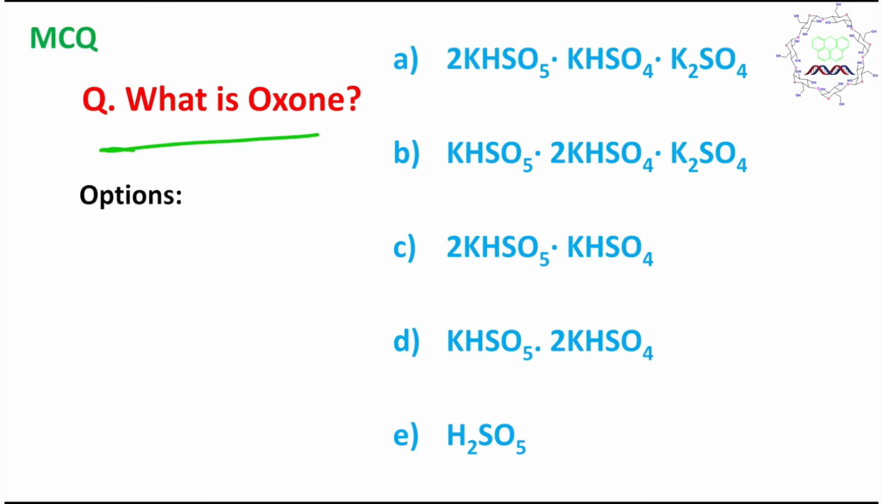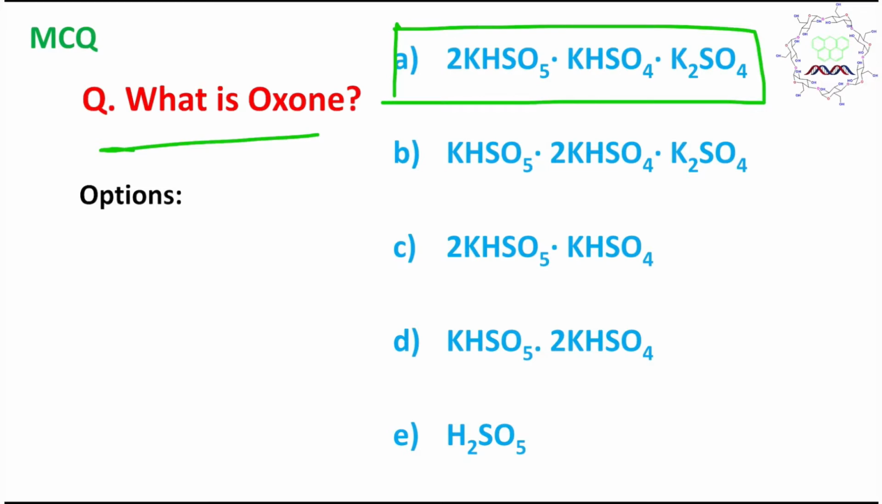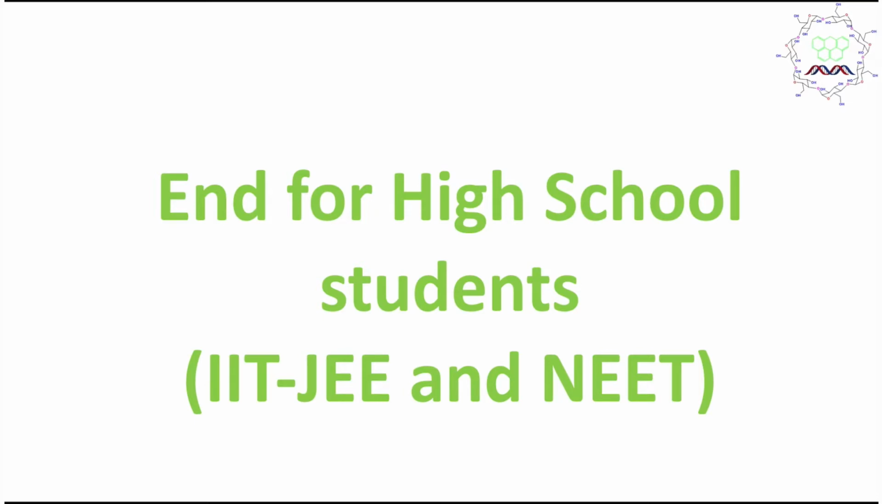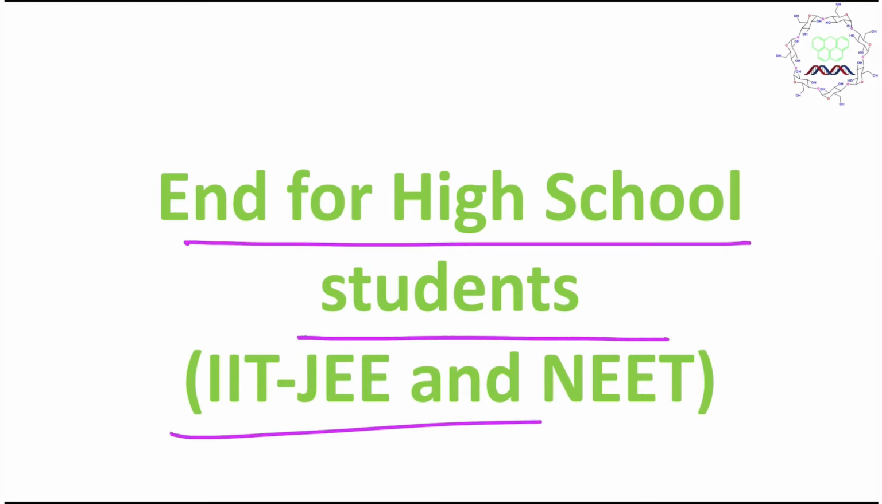What is oxone? Oxone is nothing but a triple salt. So option number 1 is the answer. In the other case here, 2 equivalents of KHSO4, no, it's a triple salt, so no, no, no. And remember, students, this is not oxone, this is actually Caro's acid, as I told some time before. So this is the end for those high school students for the IIT JEE and NEET examinations.